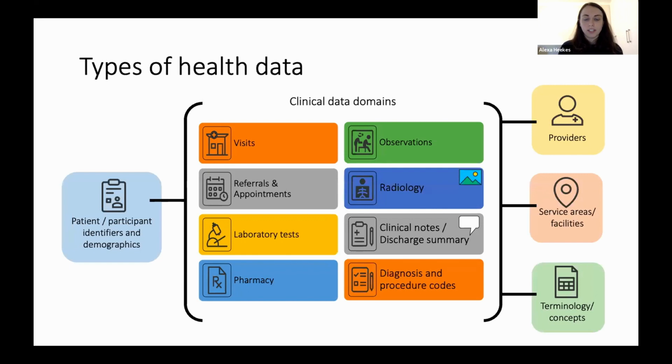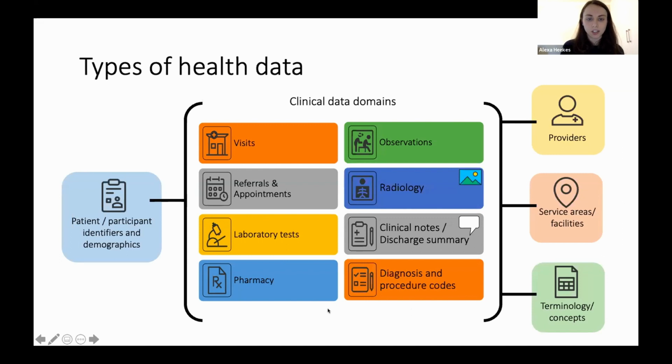So to start off with the different types of health data, as I said, I'm going to be focusing on person-level clinical data, as this is what I focus on mostly. So we have patient identifiers and demographics, which can all be linked to a wide variety of different clinical data domains. And these clinical data domains can in turn be linked to providers, service areas, and terminologies or core concepts, which I think we've looked at in some of the previous sessions on curation.